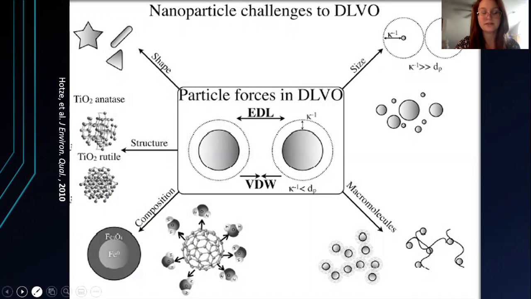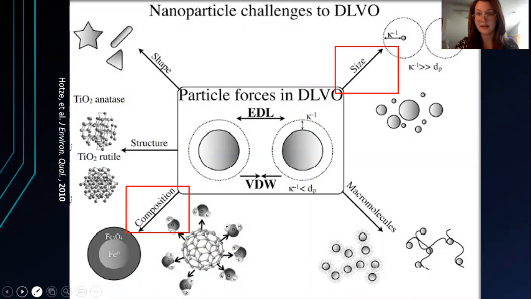Now, when scientists look specifically at aggregation in aquatic systems, they look at the composition of the water, they look at the characteristics of the aqueous system, and they also look at the size of the nanoparticles and how they're changing in relation to this chemical composition.